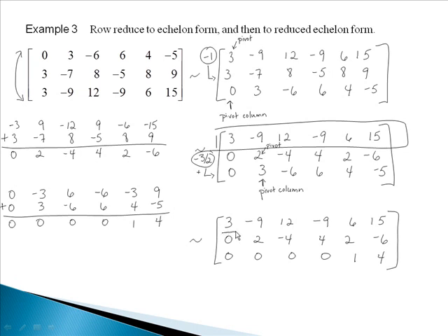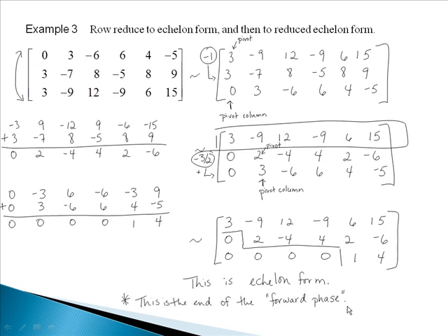So you notice kind of my stair step here, where the 3, 2, and the 1 are the leading entries. And we're done here. So this is echelon form. We did not need to try to turn the 3 and the 2 into 1s. When we do that, that's getting us into reduced echelon form. This is the end of what we call the forward phase.